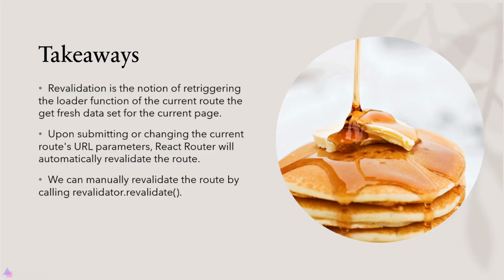Alright, key takeaways for this lesson. Revalidation is the notion of retriggering the loader function of the current route to get a fresh dataset for the current page. Upon submitting or changing the current route's URL parameter, React Router will automatically revalidate the route. We can manually revalidate the route by calling the revalidate function on the revalidator object. That's it for now, and I'll see you again in the next lesson.